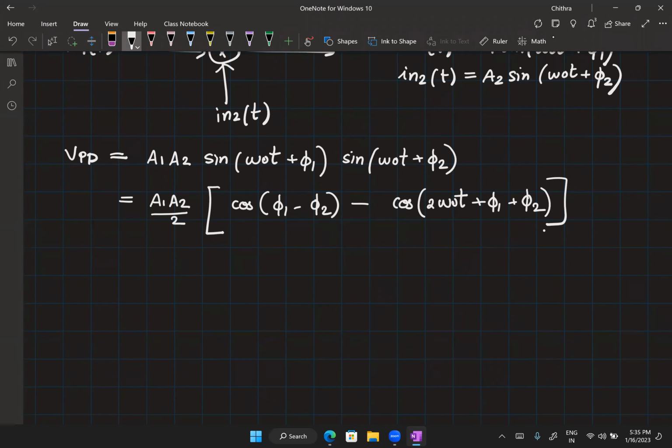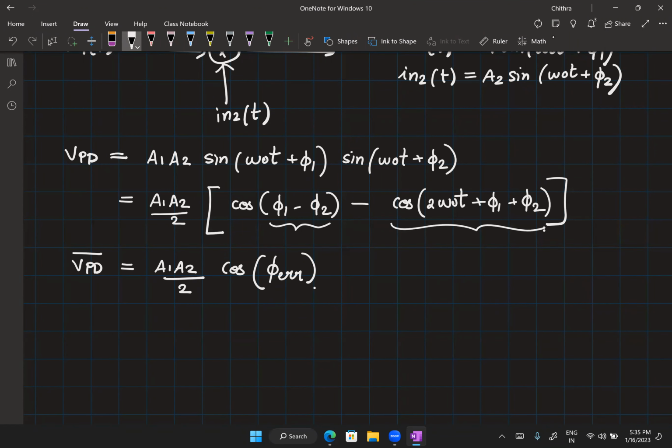Okay, so now if I take the average of this VPD, what do I get? So we'll get A1, A2 by 2 into cos of phi1 minus phi2. This high frequency term is going to get averaged out, right? So what is phi1 minus phi2 now? This is our phase error. So we get a relationship like this.